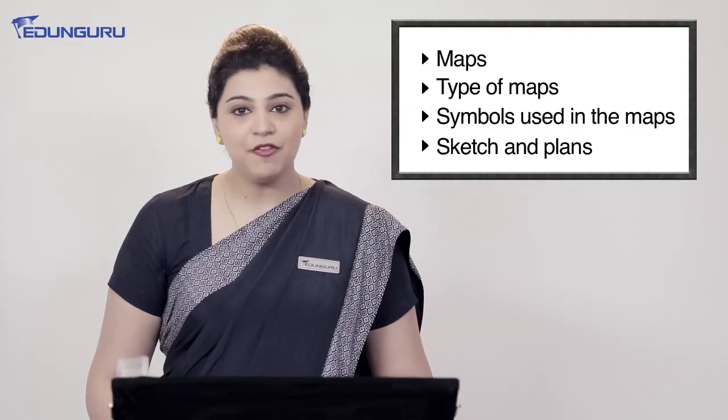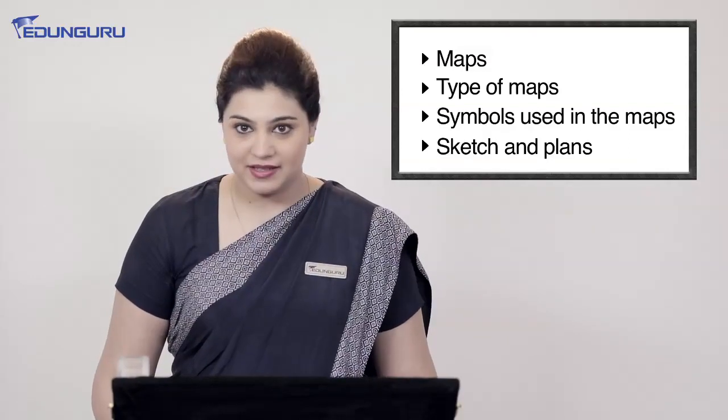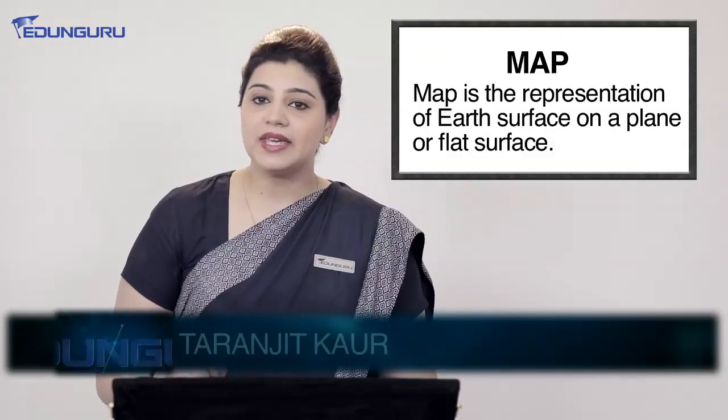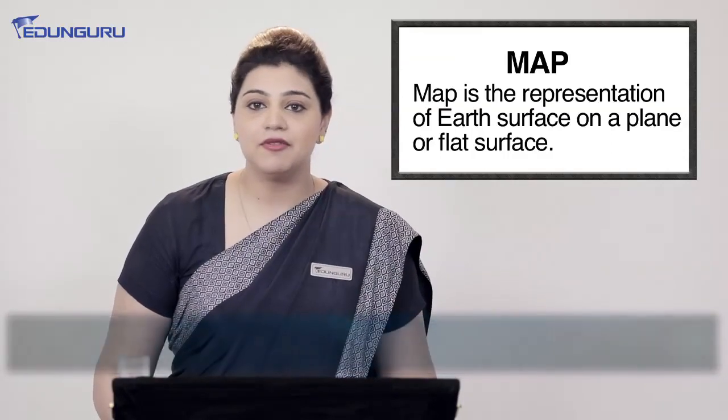Good, ma'am. Great. Today we'll talk about maps, the different types of maps, the symbols used, and we'll talk about sketches and plans. Now first, let us know what is a map. A map is the representation, or we can say the drawing, of the earth's surface on a plain flat surface. We can draw either the entire surface or take some parts of it for better reference.